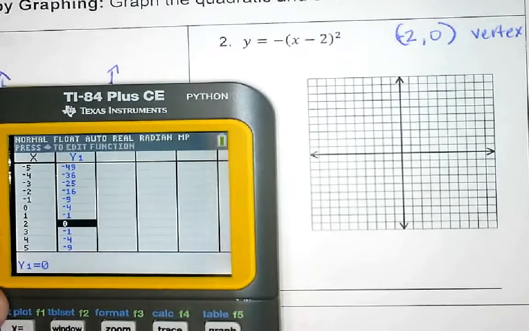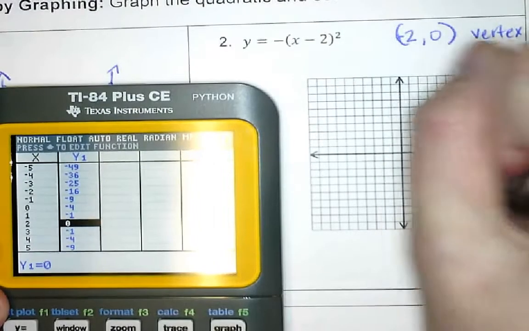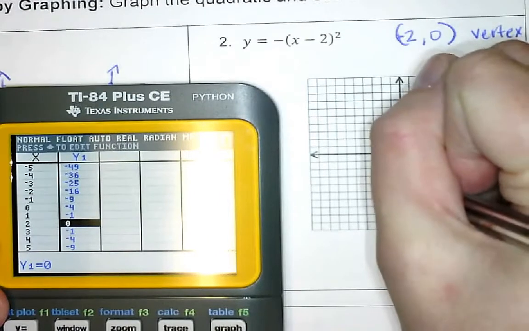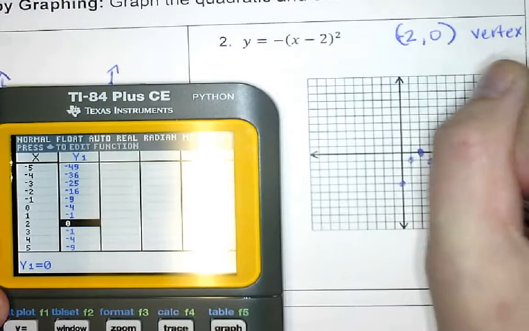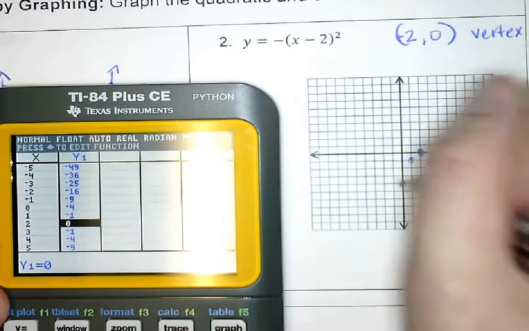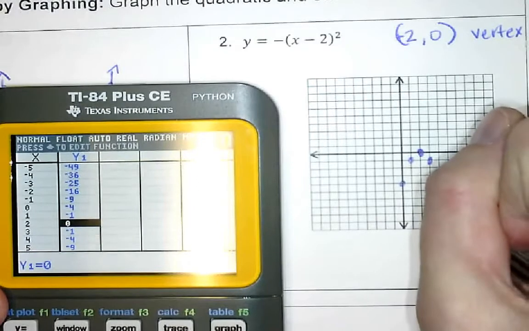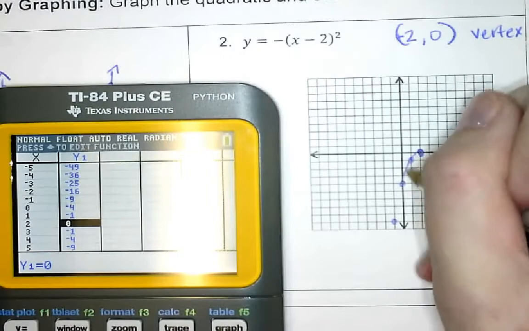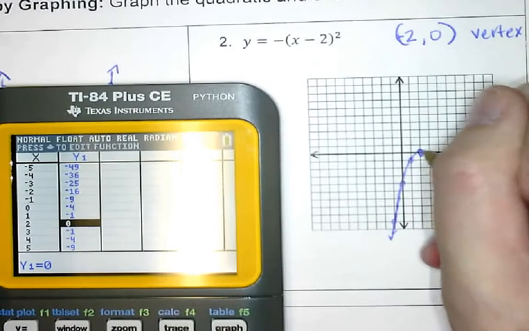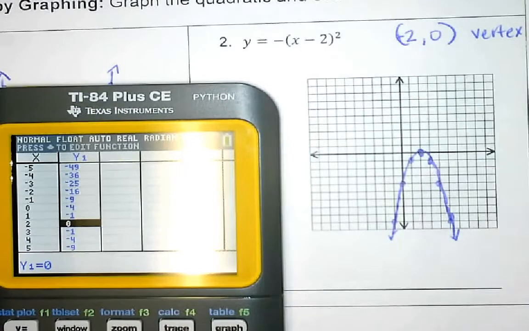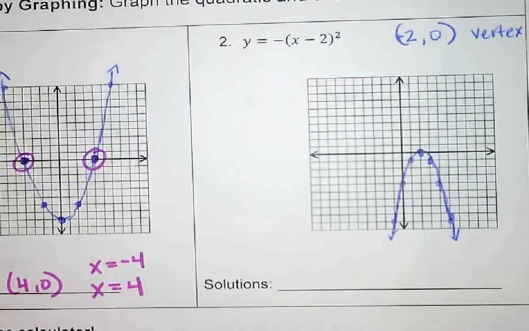And then 1, negative 1. 0, negative 4. 3, negative 1. 4, negative 4. I'll also jump to this guy, just so I can have it. There we go. So I'm going to graph my little parabola here. I'm graphing it from the points in my table, and I can kind of see it. It's not a perfect parabola, but it's pretty good. So what is my solution on this number 2 right here, guys? What is my solution?